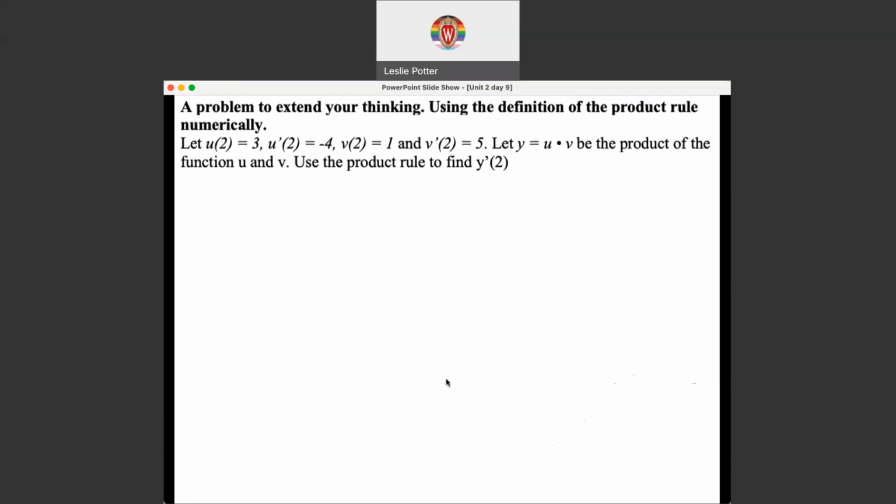Okay, this is where it's handy. This definition allows you to work symbolically. So we're given 4 values here. We're given u and u prime and v prime, and we just need to put it together here. Let y equal u times v. Okay, it's the product of functions u and v. Use the product rule to find the derivative of y at 2.